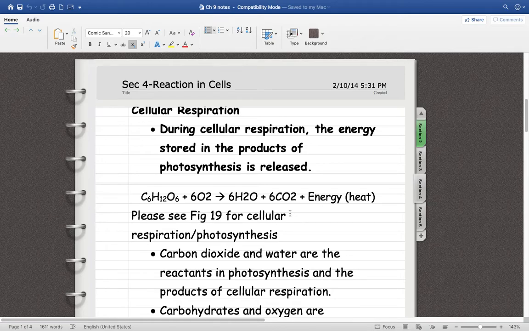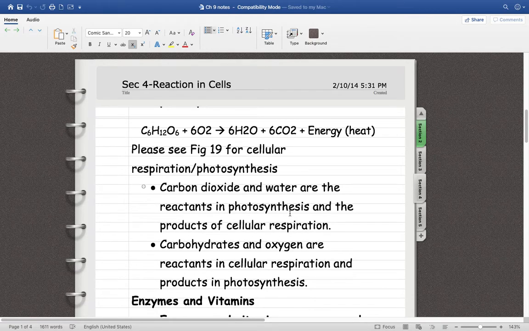There is a figure, figure 19, in section 4. I cannot remember the page. It is super important that you know that. It shows that carbon dioxide and water are the reactants in photosynthesis and the products of cellular respiration. And carbohydrates and oxygen are the reactants in cellular respiration and the products of photosynthesis. It's the same formula. Forward is photosynthesis, reverse is cellular respiration.